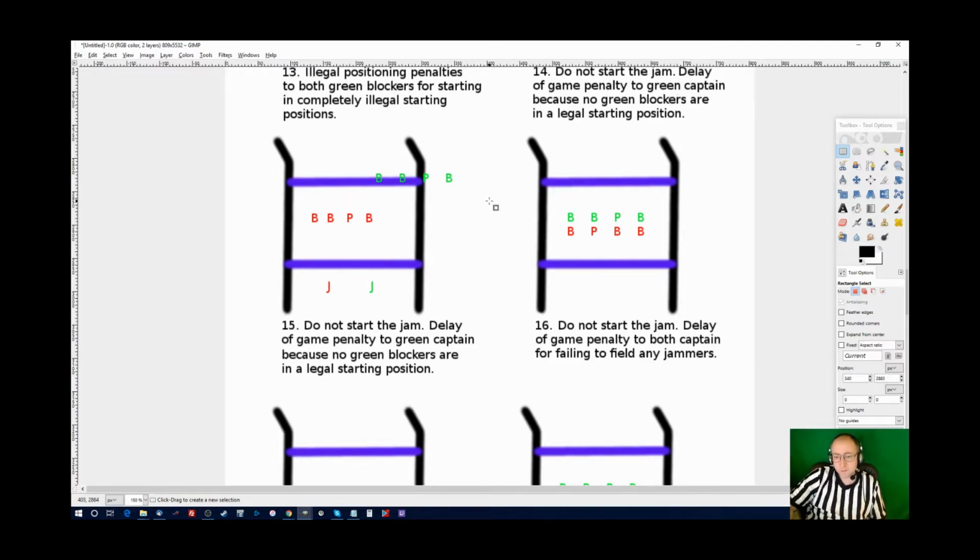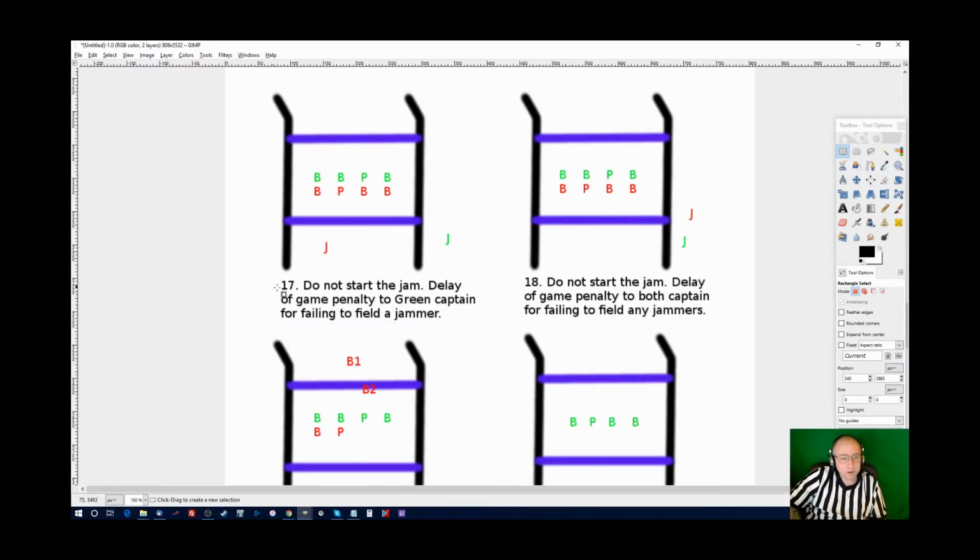We're mean. Referees sometimes joke we get paid by the penalty. These are the penalties where we cash in when they do things like this. So 17. Do not start the jam. Delay of game penalty to green captain for failing to field a jammer. 18. Do not start the jam. Delay of game penalty to both captains for failing to field any jammers.